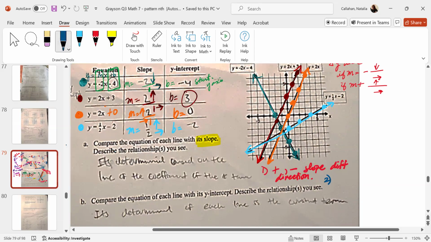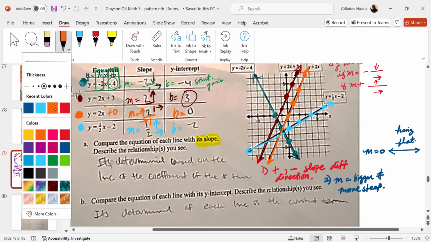Second thing, if the slope is a bigger number, that means it's more steep, correct? Because remember, when slope is 0, what kind of a line is it? Horizontal. Horizontal is flat, right? So the bigger the number, the more steep it's going to be, the less flat, right?